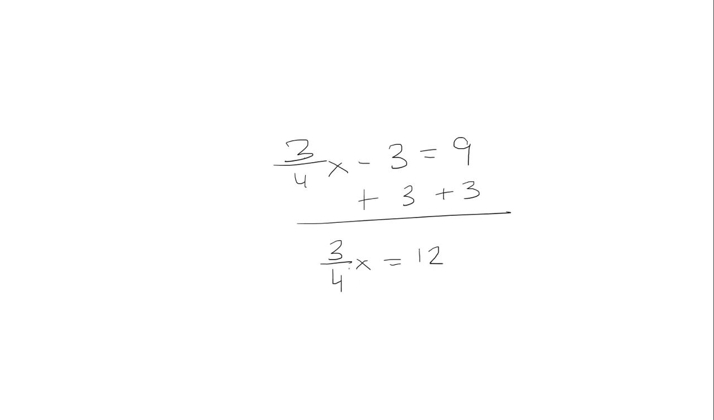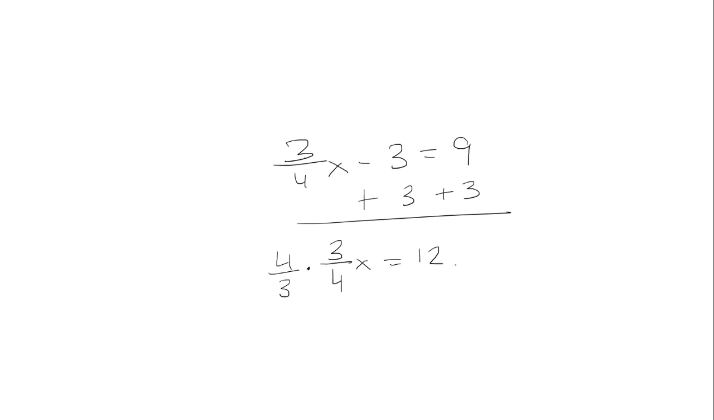Three-fourths x minus 3 is equal to 9. I'm going to add 3 to both sides. I have 3/4 x equals 9 plus 3, which is 12. Now I want to get x by itself, so I have to multiply by the reciprocal. So in other words, I have to flip the 3 and the 4 to get 4/3.